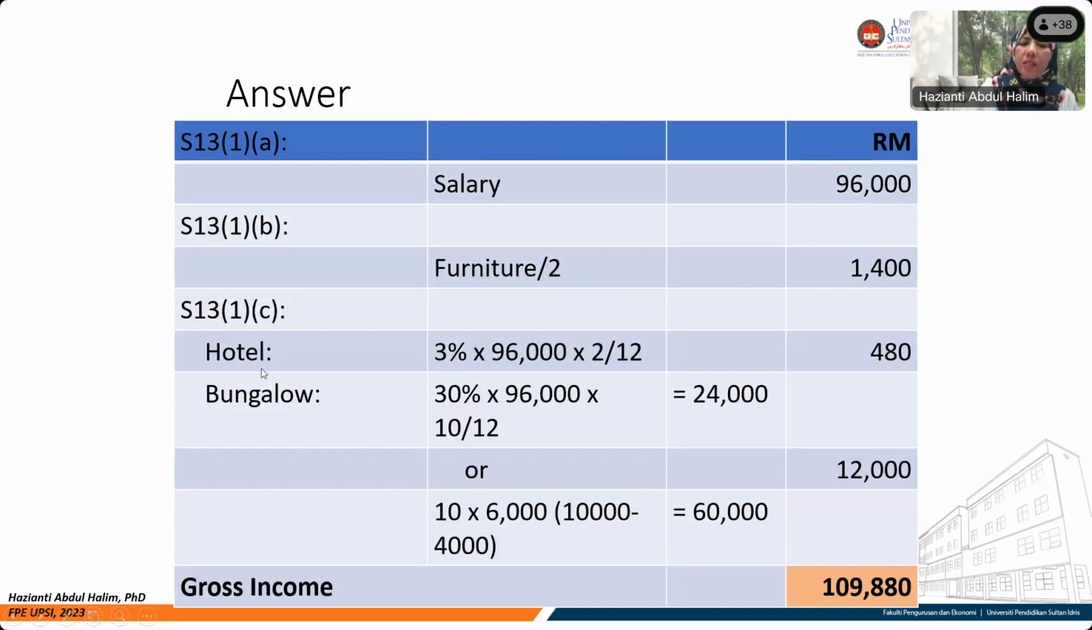And then section 13.1C, sekarang dia ada 2 tempat. Remember, sebelum dia dapat rumah, dia duduk dekat hotel. So hotel 1 figure, bungalow 1 figure. Jangan combine, jangan ambil 30% based on the figure, right? So remember, hotel tadi, hotel, hostel, plantation, 3%. So 3% from 96,000 daripada salary dia, darab dengan 2/12. Sebab apa 2/12? Dia duduk dekat hotel 2 bulan je.